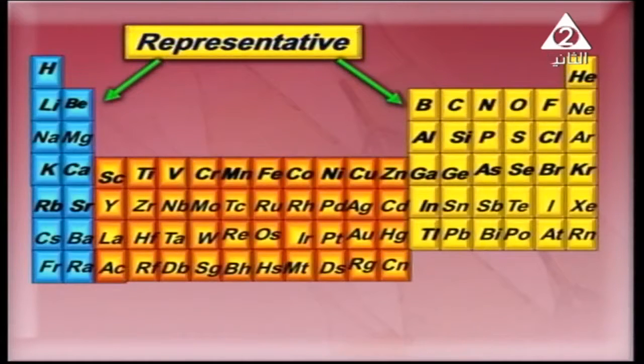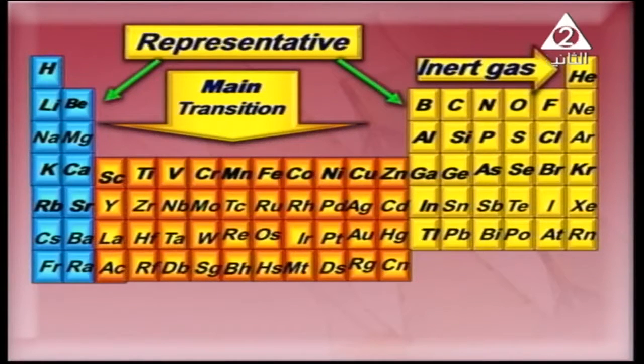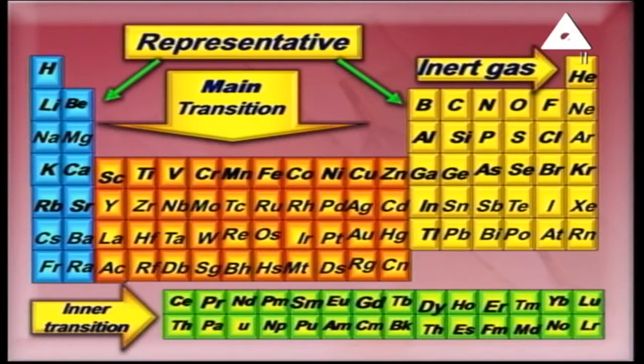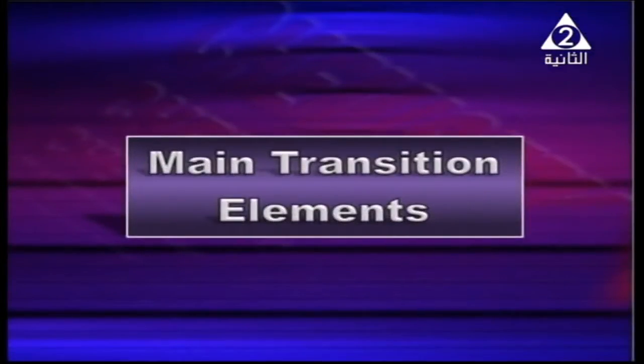As shown in the table here, the representative elements are on the left and right side, S and P block, where P contains 6 electrons, and helium 1s2 is an inert gas. In the middle of the periodic table are the main transition elements, which are D block elements, and below the table are the F block elements, which are called inner transition elements. My dear student, we are going to discuss the main transition elements in this year in detail.